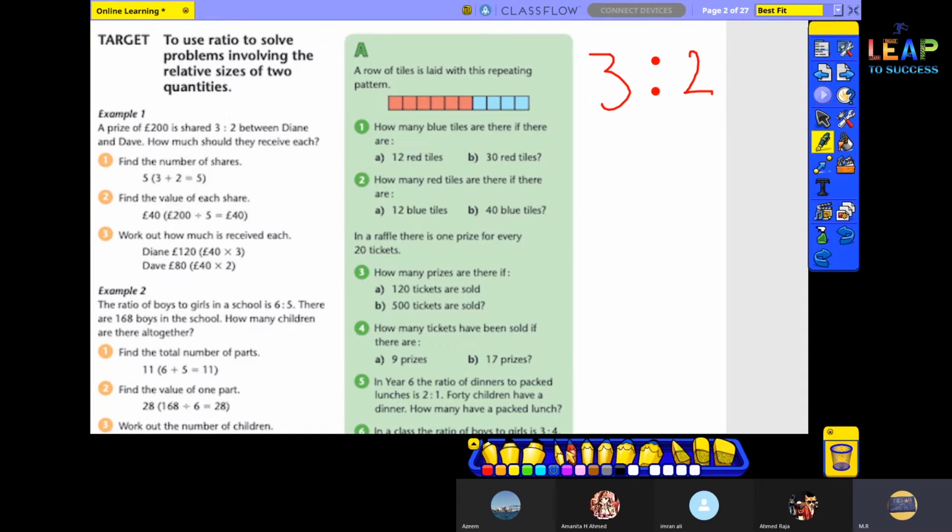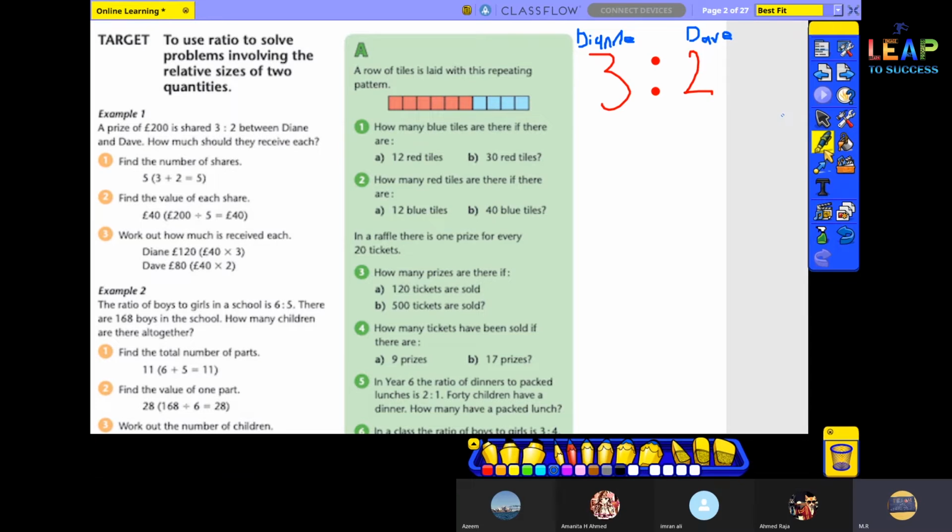Now again, with ratios, whenever they give a specific set of numbers and they give names along with that, it's usually in the same order. So if Diane comes first, Diane would have the ratio of 3 shared or given to her. Okay, and the next one will be Dave. So Dave will be having the second ratio, which is 2. All right, now it says how much should they receive each.